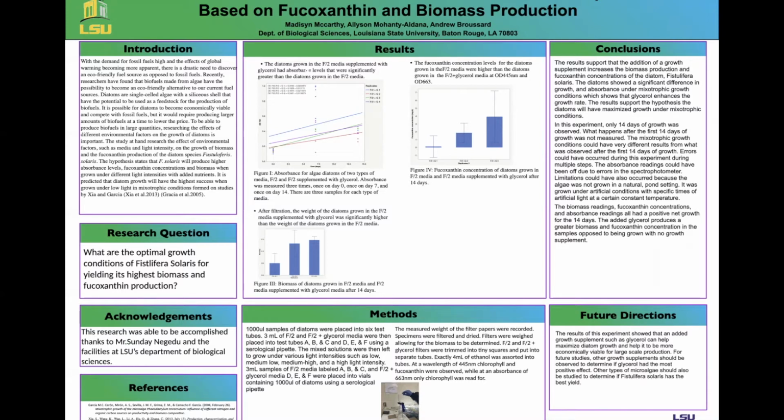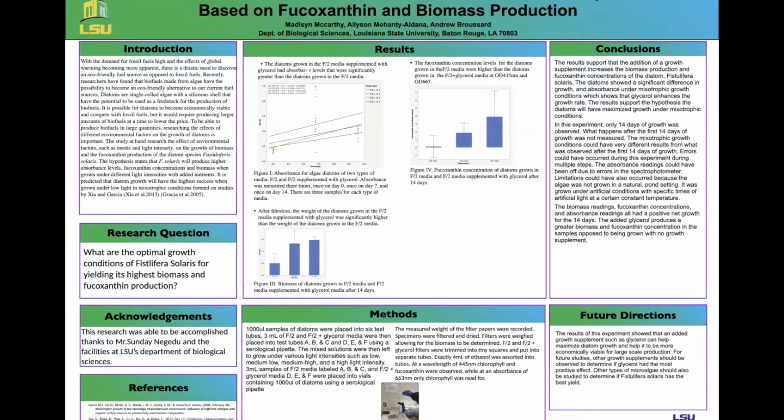3 milliliter samples of F2 media, labeled A, B, and C, and F2 plus glycerol media, D, E, and F, were placed into vials containing 1,000 microliters of diatoms using a serological pipette. The measured weight of the filter papers was recorded. Specimens were filtered and dried. Filters were weighed, allowing for the biomass to be determined.